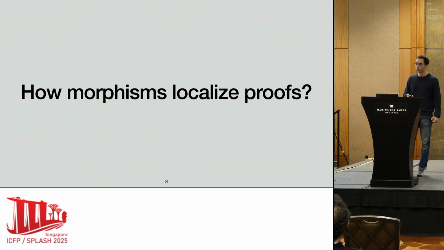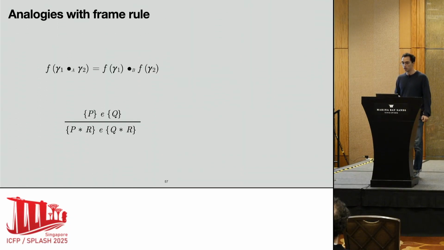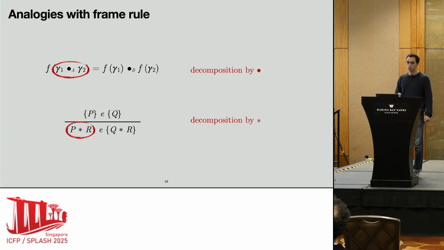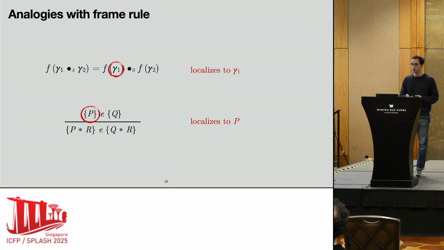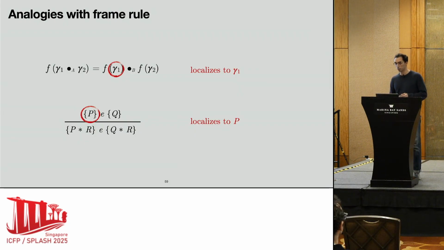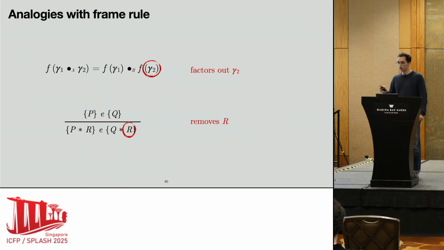Okay, so how do morphisms localize proofs? We begin by showing some analogies with the frame rule. So the same way the frame rule decomposes the heap by using the separating conjunction, morphism will decompose the graph, but in terms of the join operator. The same way framing localizes to the heap that holds of P, morphism will localize the subgraph gamma 1. And the same way framing removes from the specification the heap that holds of R, morphism will factor out gamma 2.